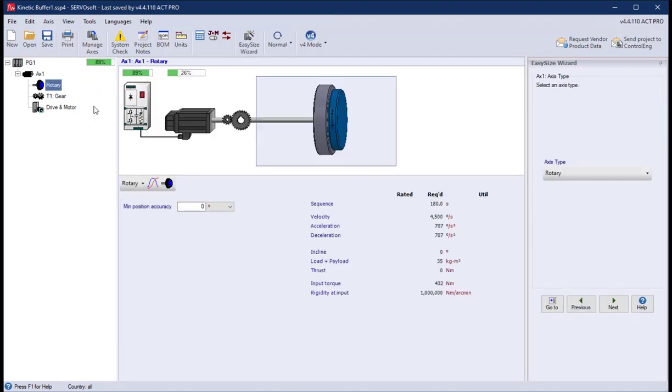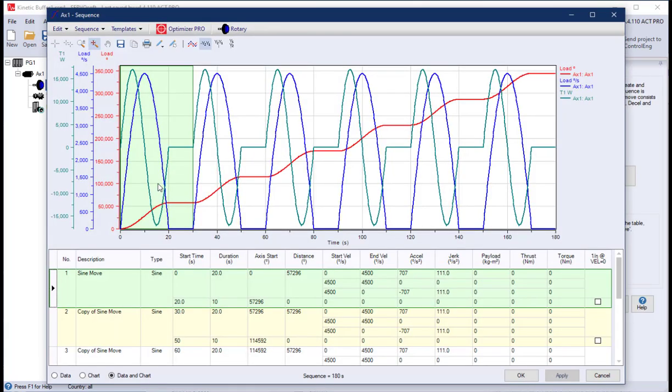Let's begin with this one-axis project with a large inertia load and a normal sequence of 6 sinusoidal moves repeating every 30 seconds.